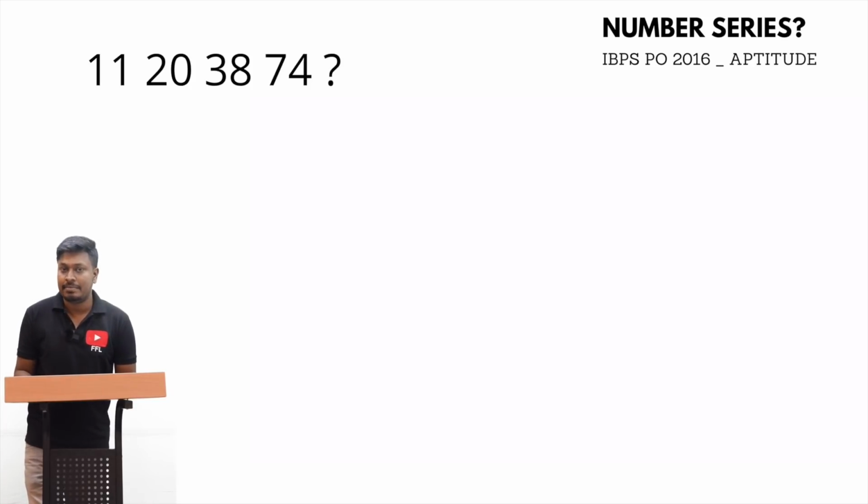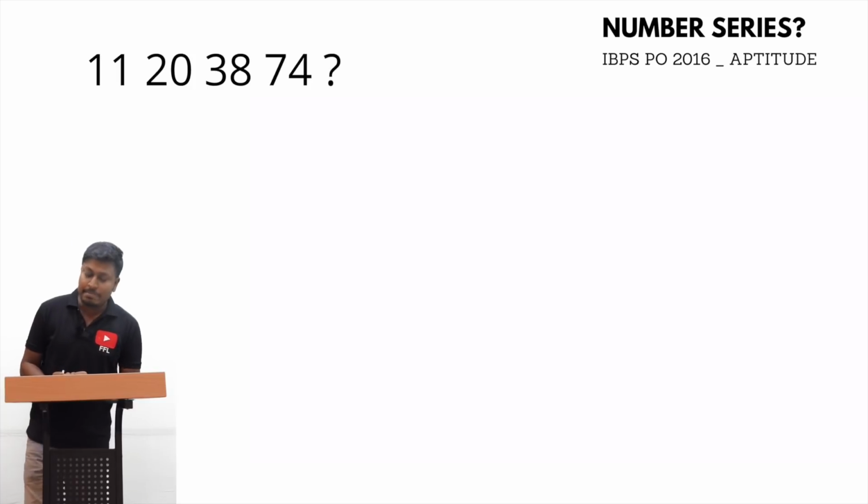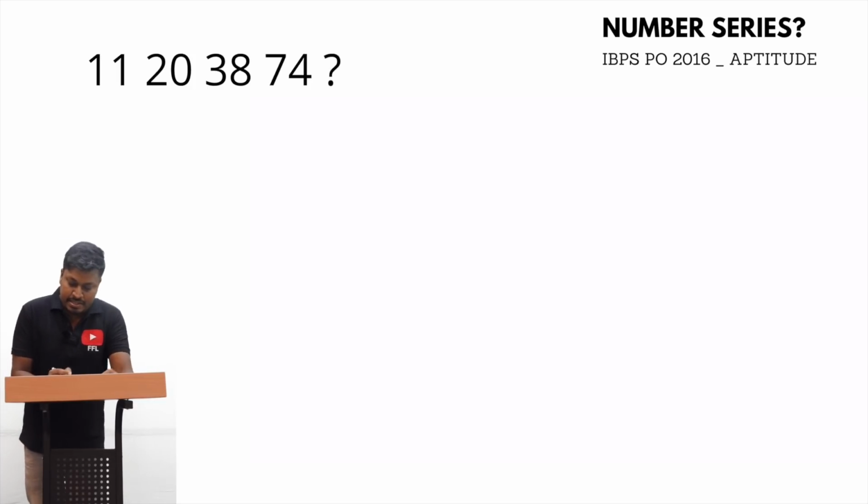90% of the bank exams, prelims exams, usually follow this pattern: 10 DI and then 5 equation, 5 approximation or simplification, then 5 number series, or it can be a wrong number series. So it's usually followed by many of the competitive bank exams. Similarly they have asked in IBPS PO 2016. So now starting from the number series topic, just see the first question.